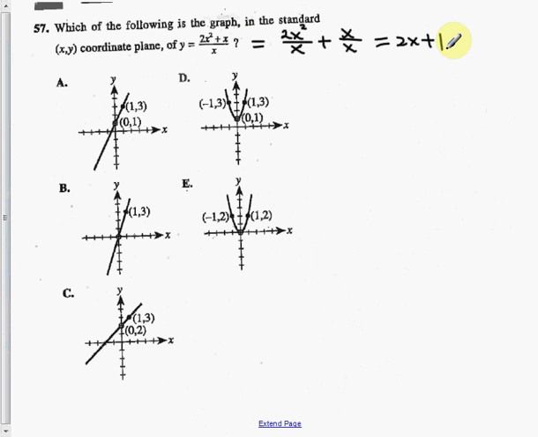That means it crosses the y-axis at 1. So that's either A or C. It rules out B, right? Because B is going through the origin. So I don't want B. So it's now either A or C. But now the question is, well, you can get it. The y-intercept is 1. That means that when x is 0, y is equal to 1. So it has to be that.